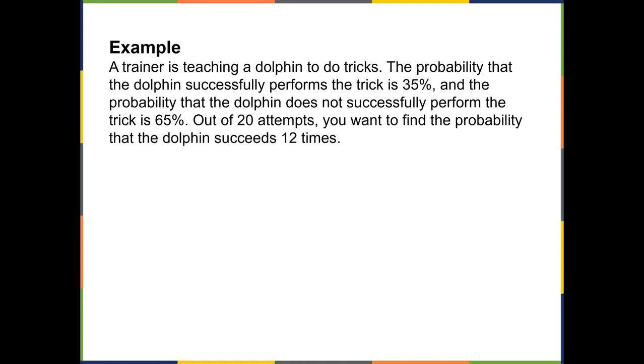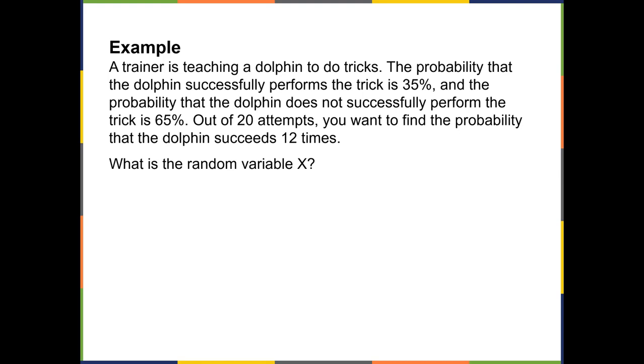All right, so let's just do an example, making sure we understand the setup here. A trainer is teaching a dolphin to do tricks. The probability that the dolphin successfully performs a trick is 35%. And the probability the dolphin does not perform the trick is 65%. Out of 20 attempts, we want to find the probability that the dolphin succeeds 12 times.